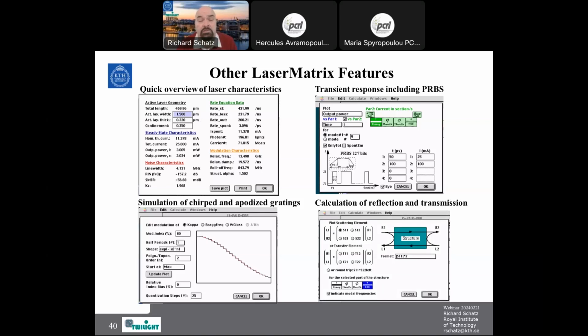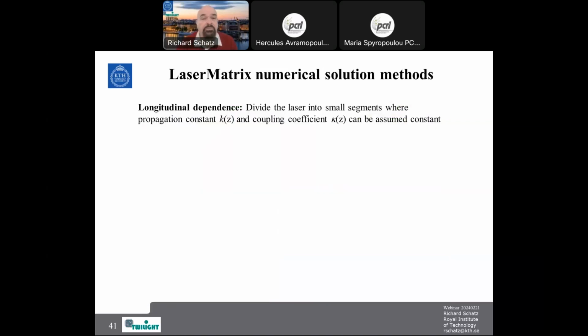And you can look at the effective length of the section and both the magnitude and phase of the reflection and so on. So then the numerical solution methods, the longitudinal dependence, it's done by dividing the laser into small segments where the propagation constant and coupling coefficient can be assumed constant. Then I use the transfer matrix method. I will go through it a little bit.